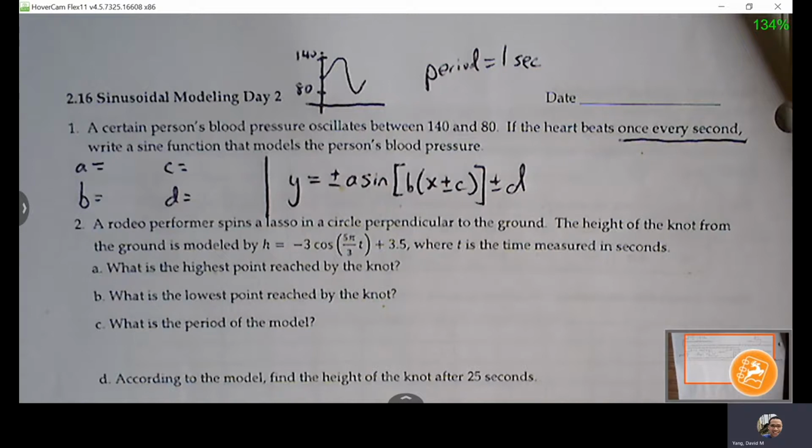Okay, so see if you can find that midline. That midline is going to be your D value. It's going to be halfway between your max and your min. So here's something you can also consider: your midline is going to be the average of your max and min. So you can always add the two values together, divide by 2, and that will be your D value.